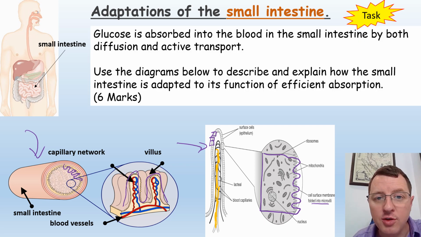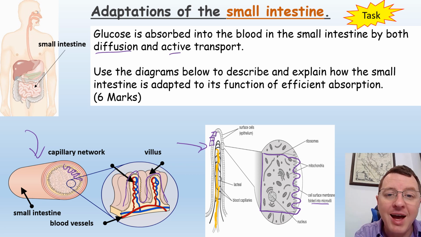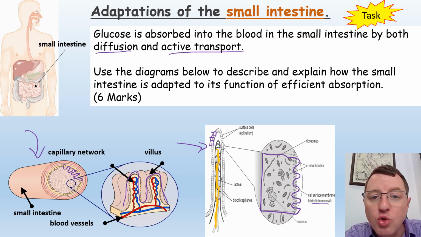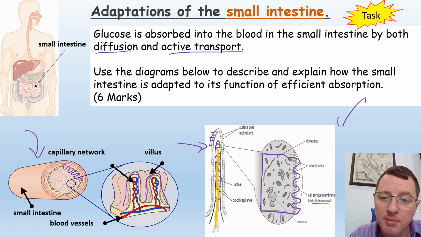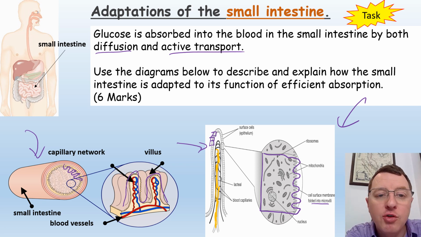So if we have a look at a typical exam question, you might get a question like this. Glucose is absorbed into the blood in the small intestine by both diffusion and active transport. Use the diagram below, this diagram, to explain how the small intestine is adapted to its function of efficient absorption.